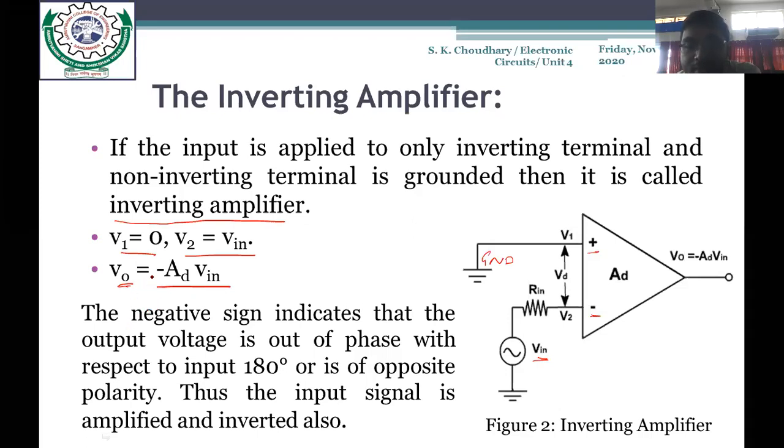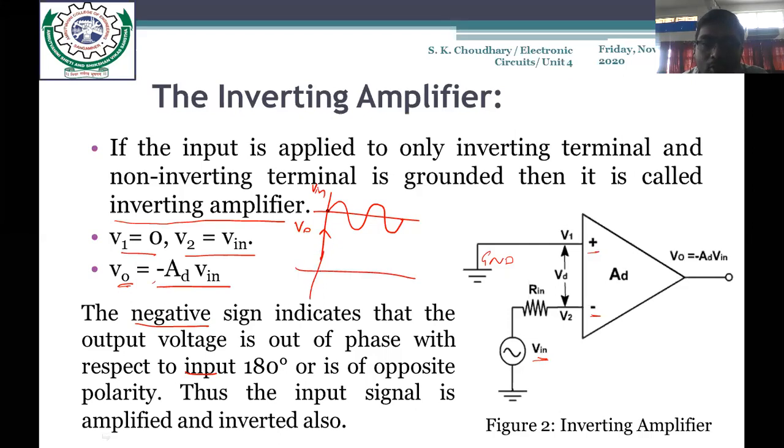So what does this negative sign indicate? This negative sign indicates that your output voltage is out of phase with respect to the input. Out of phase means 180 degrees out of phase. So what do we mean by out of phase? We have already discussed it, but again I am showing you this. Suppose this is your Vin. On the same axis we plot the V0.